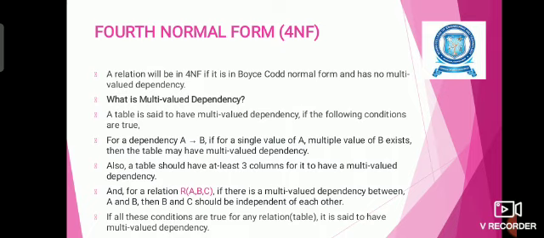So the table should have at least three columns for it to have a multivalued dependency. For example, a relation R with three attributes A, B, C. If there is a multivalued dependency between A and B, then B and C should be independent of each other. Already we have seen the example. So if all of the above conditions are true for any relation, it is said to have a multivalued dependency.